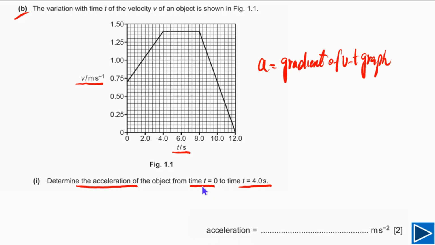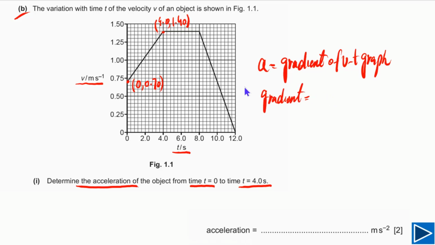As the question is asking us, we need to find acceleration from time t equal to 0 to time t equal to 4.0 seconds. So we need to find the gradient of this line. First of all, let's write down the coordinates of these 2 points. If you look at this point, the coordinates are 0, 0.70. If you look at this point, the x coordinate is 4.0 and the y coordinate is 1.40.